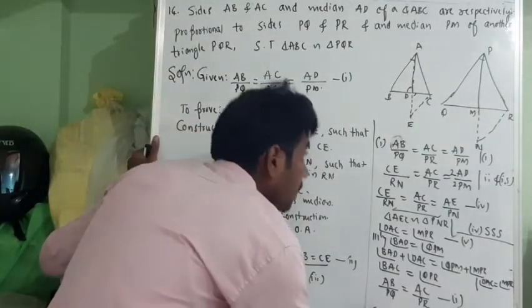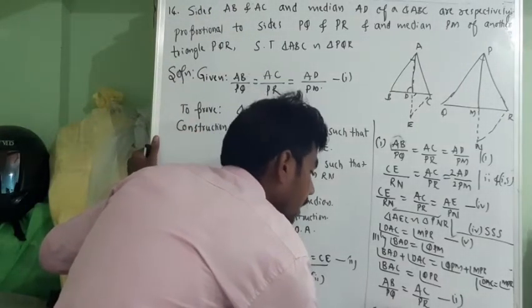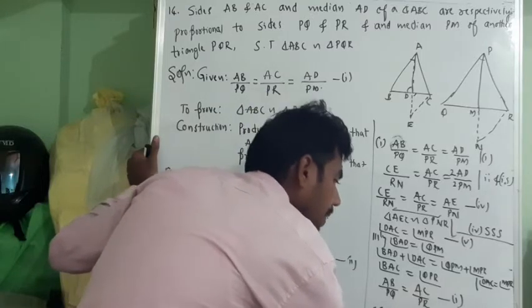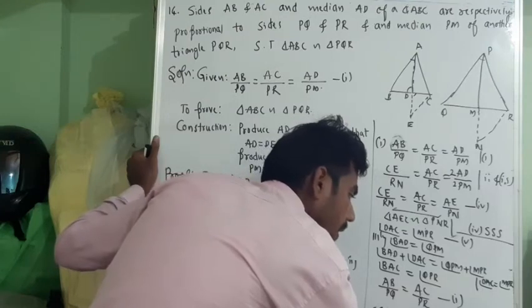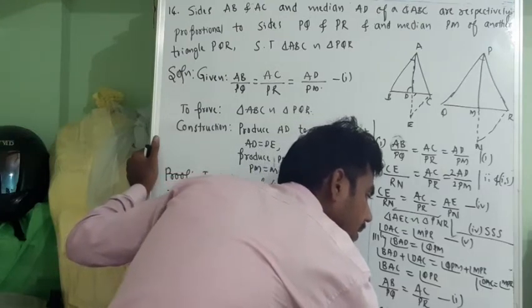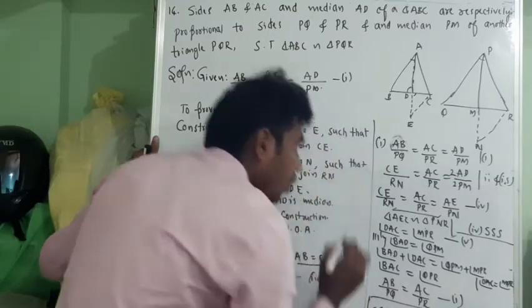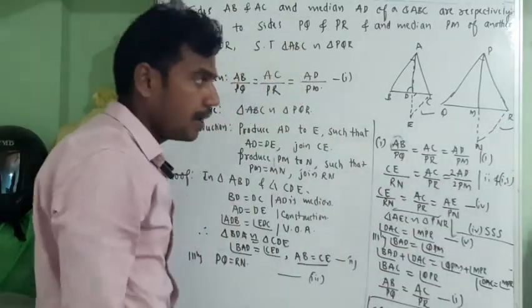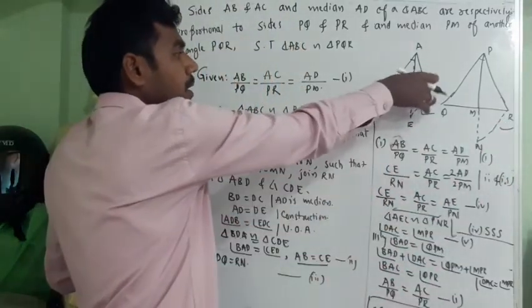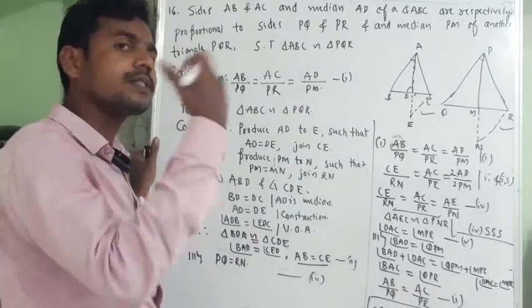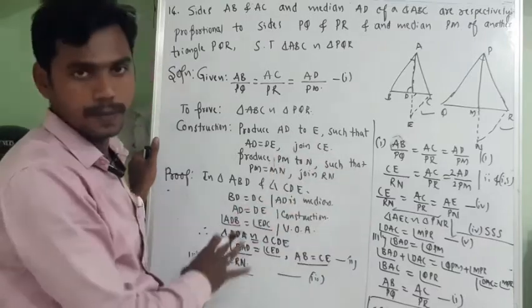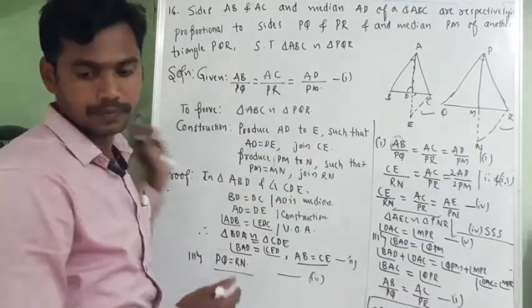Therefore, triangle ABC is similar to triangle PQR. Why? Because of SAS criteria. Hence proved. So the only difficulty is you should be able to understand this construction, and you should be able to show these two triangles are congruent. Then similarly, we can prove this. Even in the exam you can write this. Okay, please note this one.